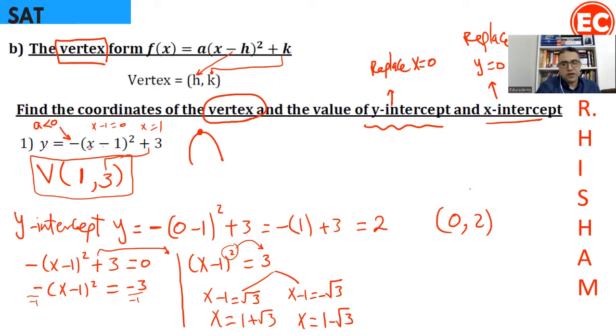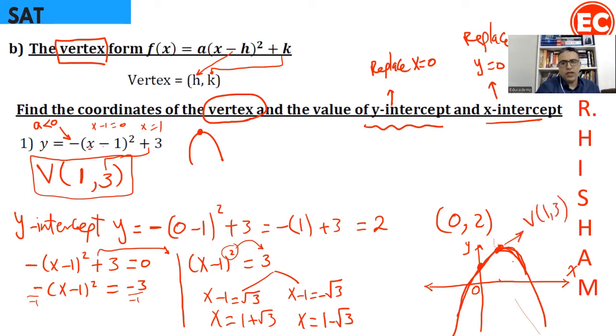Let's try to sketch this function. The intersection point with the y-axis is (0, 2). Here is the origin. The vertex is (1, 3) and it opens downward. Okay, sorry for my graphing. This is the vertex, (1, 3). Here is the y-intercept at 2, or (0, 2). The point here is 1 minus root 3, and the point there is 1 plus root 3.